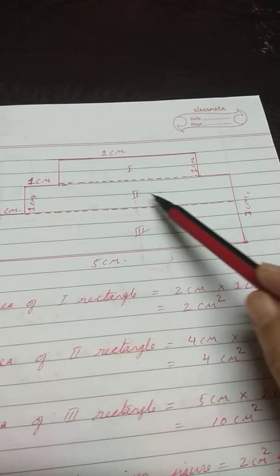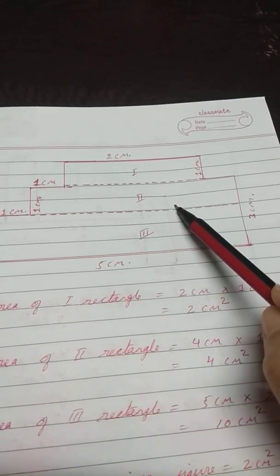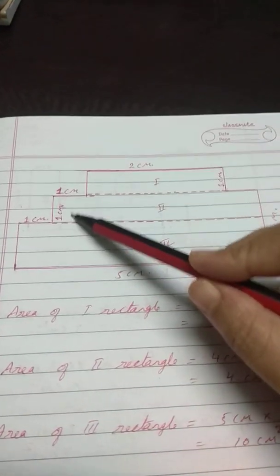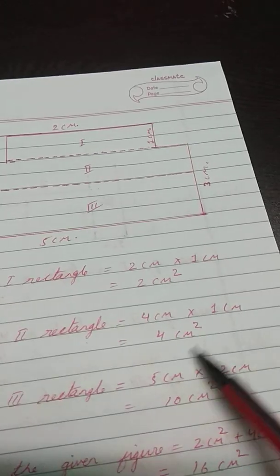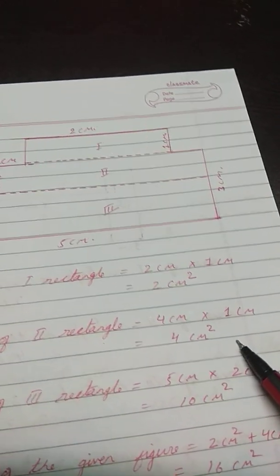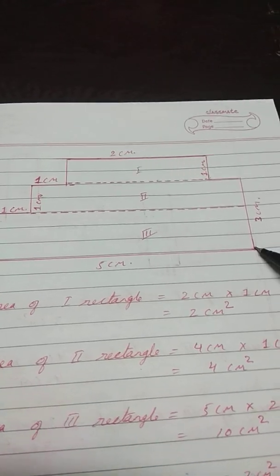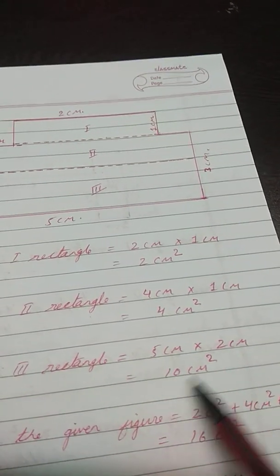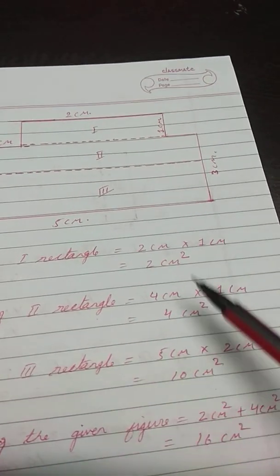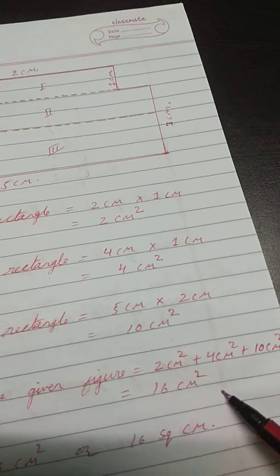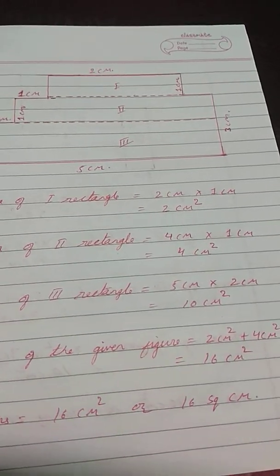Then area of this rectangle will be 4 centimeter, as we have calculated 5 minus 1, 4, and this is 1. So 4 into 1 will be 4 centimeter square. And this is 5 centimeter into 3 minus 1, that is 2 centimeter. So it will become 5 into 2, 10 centimeter square. To get the area of the complete figure, we'll add all the 3, 10 plus 4 plus 2. So it will become 16 centimeter square.